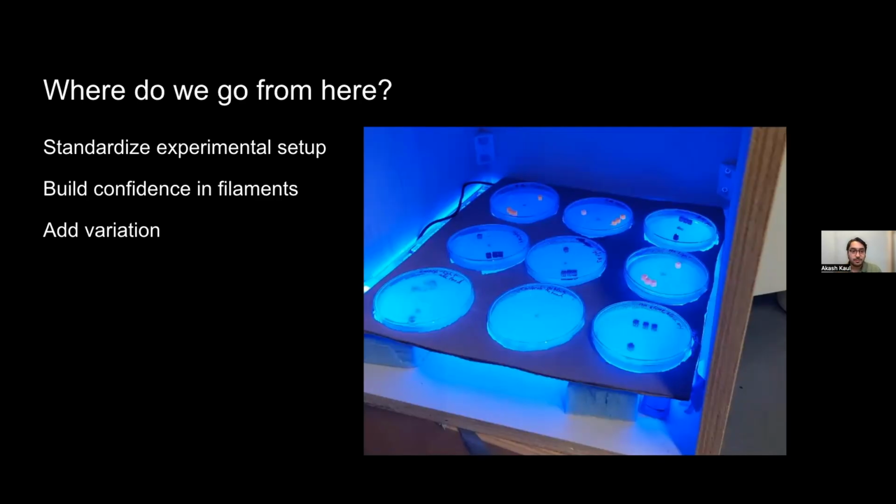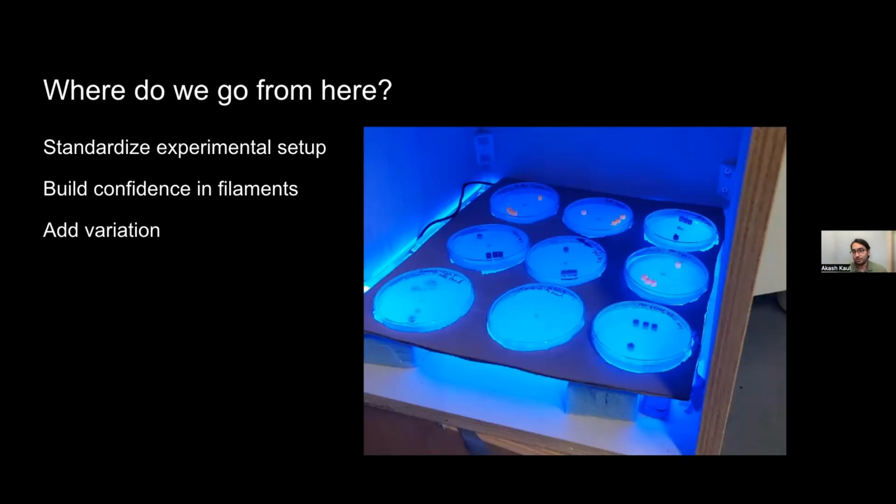A second piece here is to help build confidence in the filaments that we've actually identified. This is an interesting point because there's not really an agreed upon ground truth for the filaments or for the cosmic web. And so there are some interesting questions here about how we actually verify the networks that we discovered, and how we know if they're true networks or if they're just noise from the slime molds.